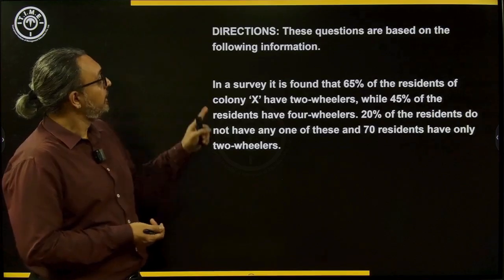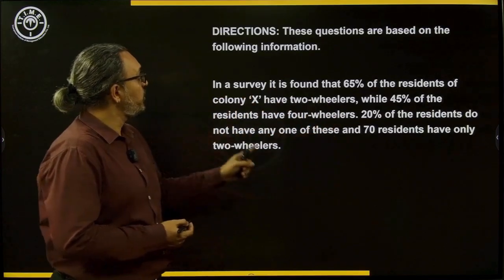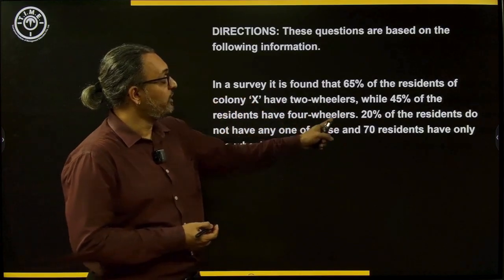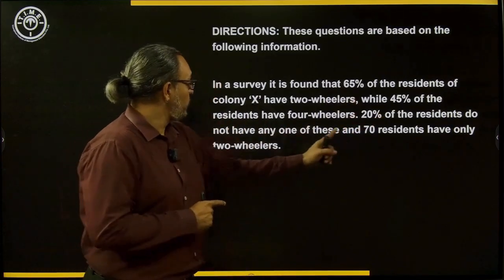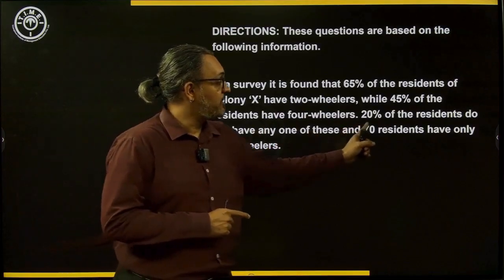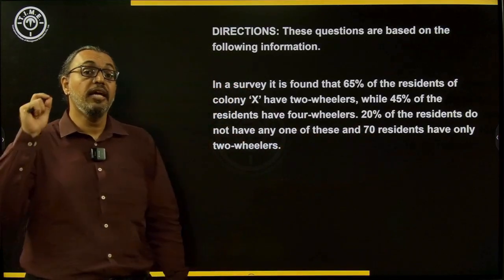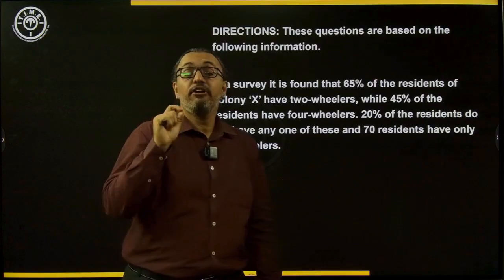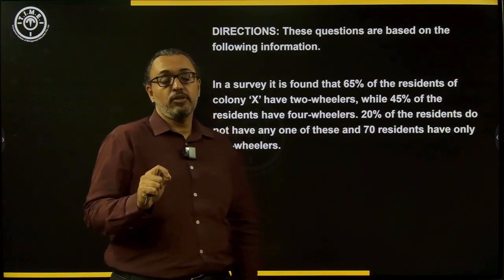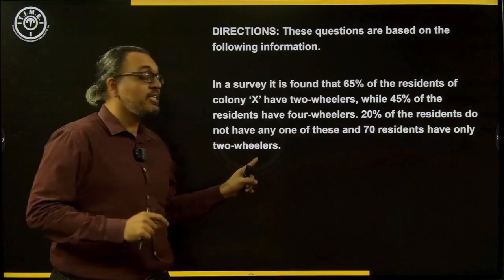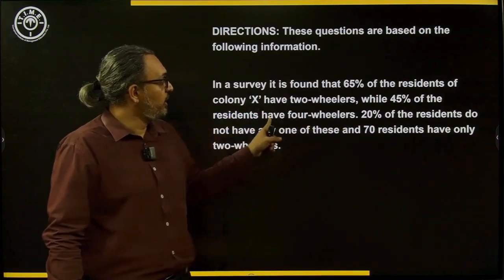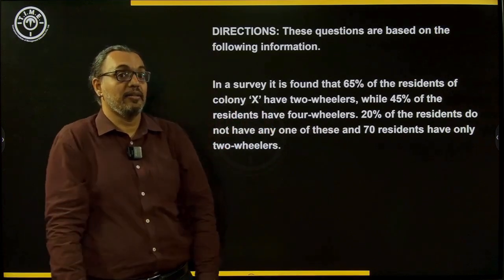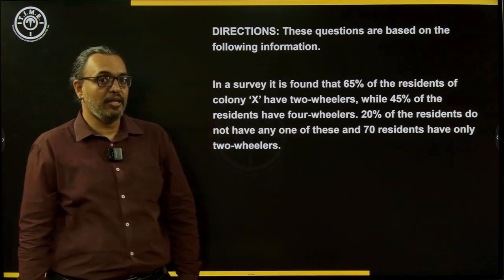The next, again: in a survey it is found that 65% of the residents of colony X have two-wheelers, while 45% of the residents have four-wheelers. 20% of the residents do not have any of these, and 70 residents have only two-wheelers. See, the word only is very, very important in Venn diagrams. So when he says only two-wheelers, then it is inside the circle. Without that, if he says two-wheelers, four-wheelers, it is the entire circle. Understood? So everything is given in percentages. Let us take it.